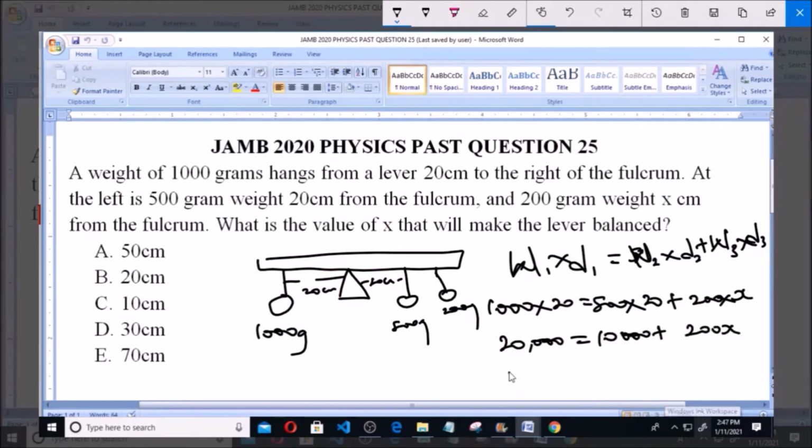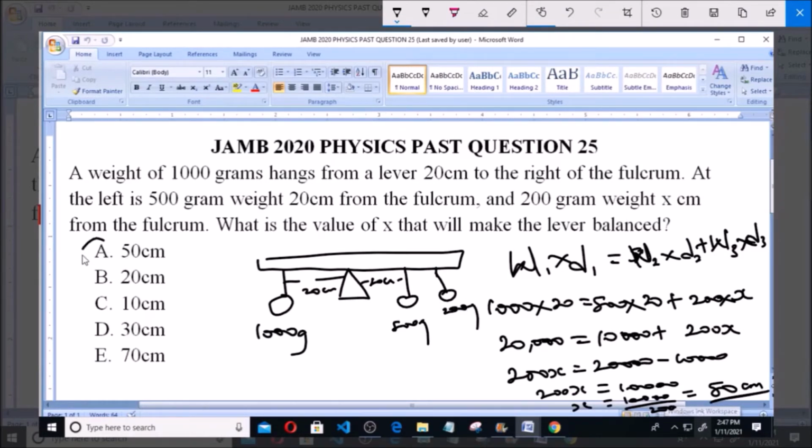Now collecting like terms, we'll have 200x is equals to 20,000 minus 10,000. So 200x is equals to 10,000. Now x will be equals to 10,000 all over 200, and that will be equals to 50 centimeter. So the value of x, which is the distance of the 200 gram weight from the fulcrum, is 50 centimeter, and that is option A.